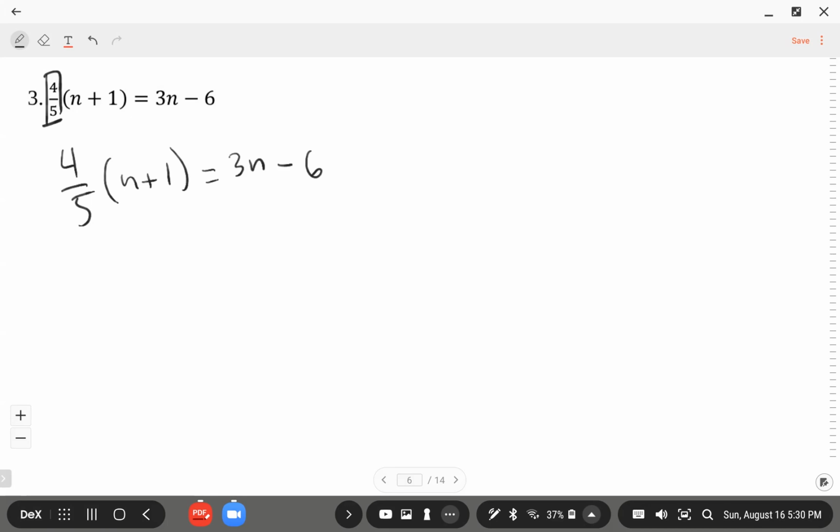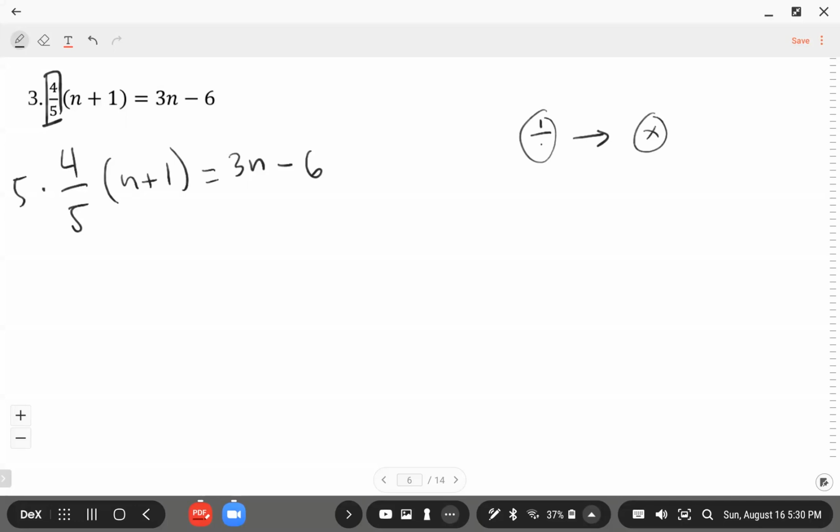So let's simplify this. We don't want this 5. We don't want 4 to be divided by 5, right? If 4 is divided by 5, we get a fraction. So we have to cancel out that 5. And how do we do that? Remember, the inverse operation of division is multiplication, right? So we just multiply.